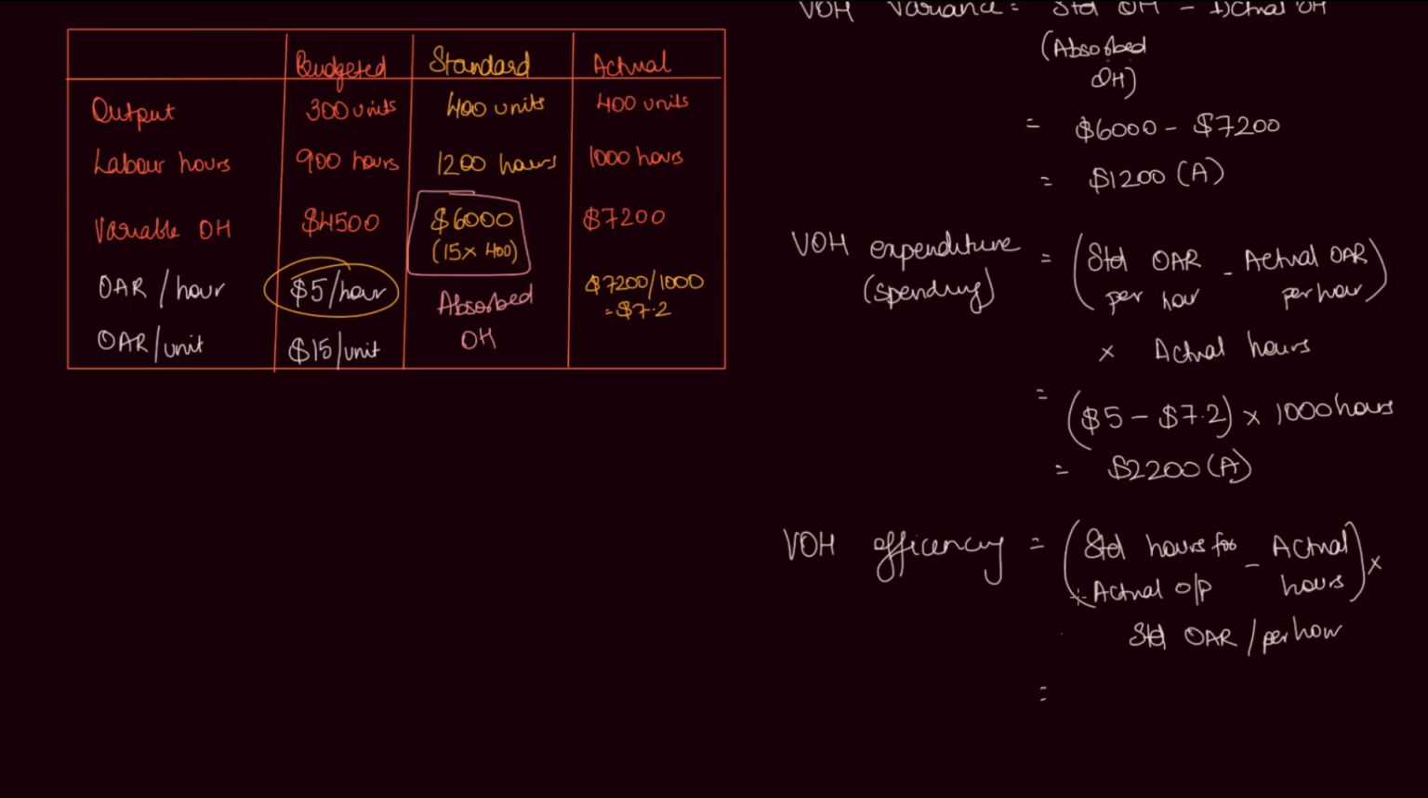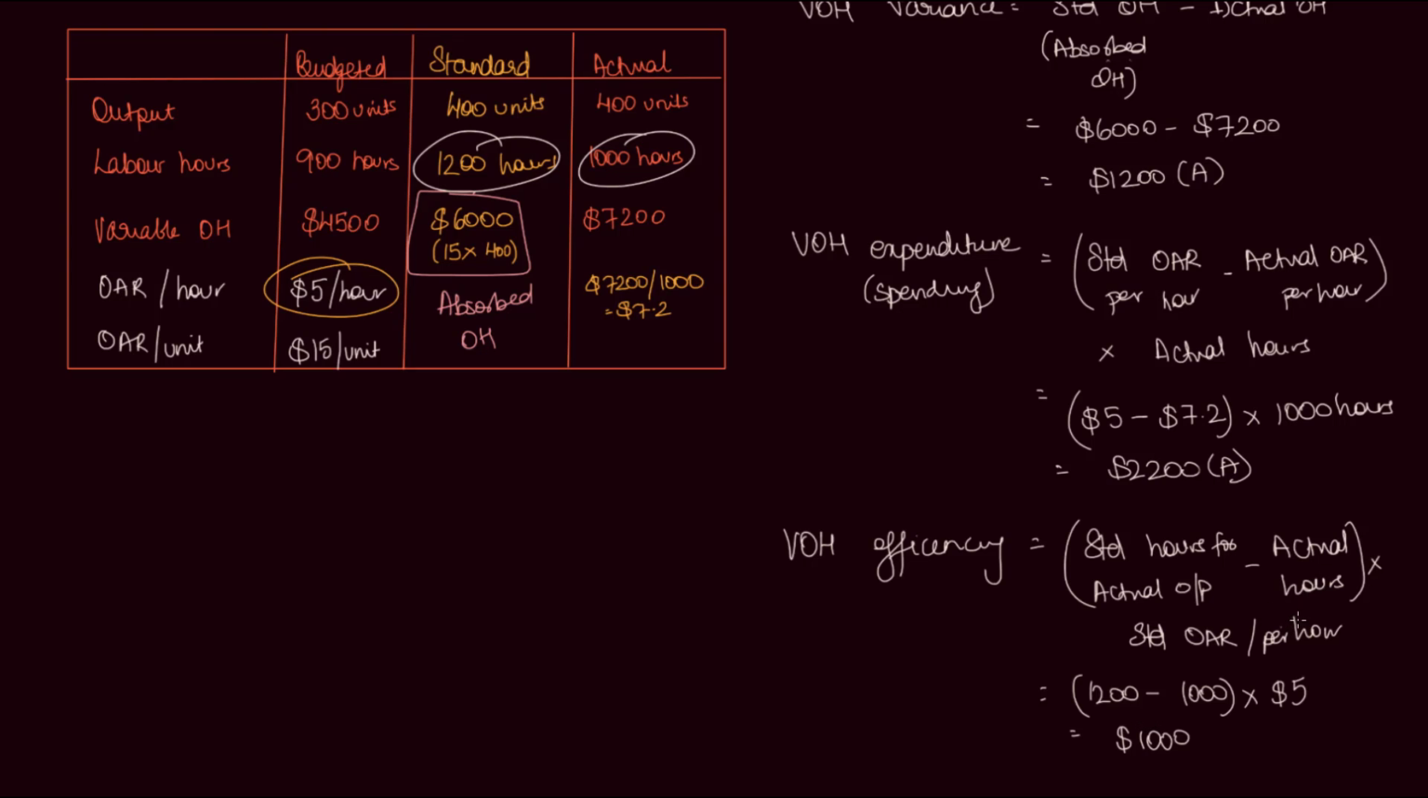So how much time should they have taken to do the job? We've already calculated 1200 hours. So 1200 minus actual time taken, 1000, multiplied by the standard overhead absorption rate per hour, which is $5. So 200 into 5, we have a $1000 variance. Is this favorable or adverse?